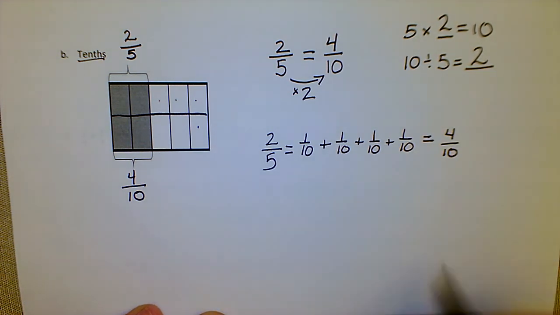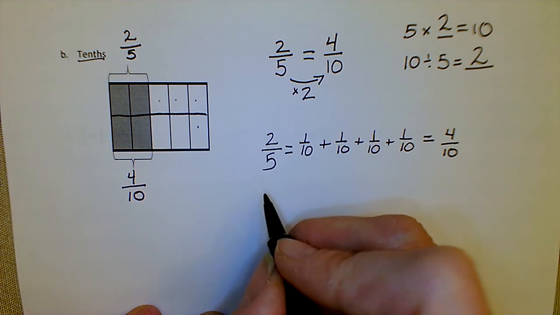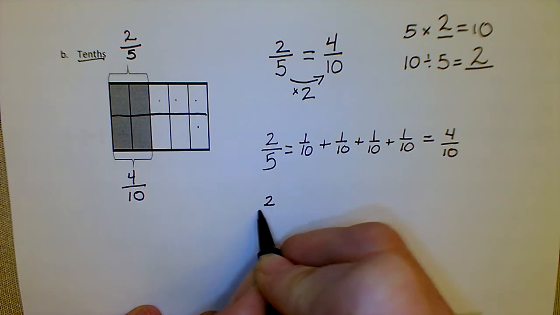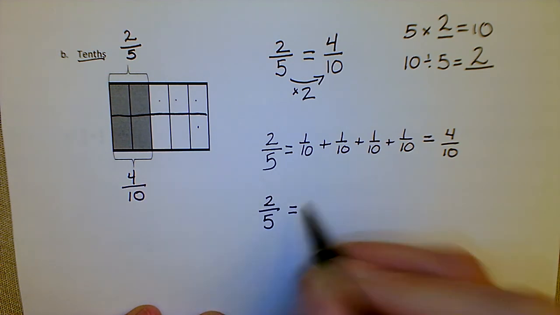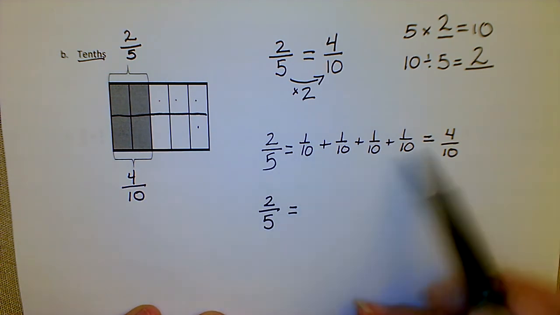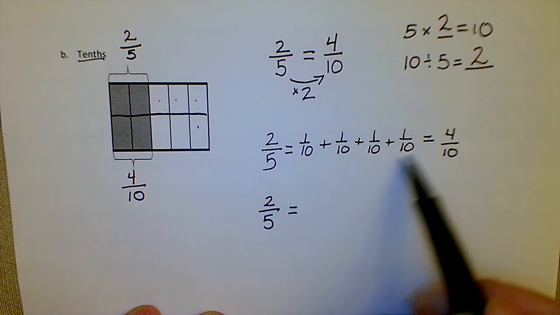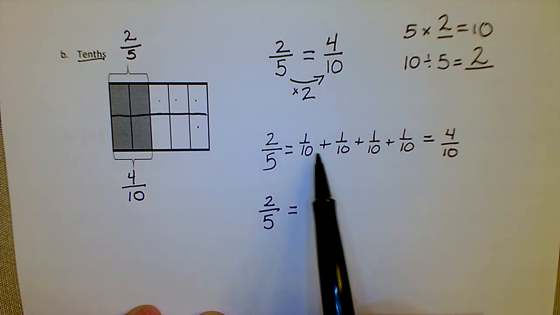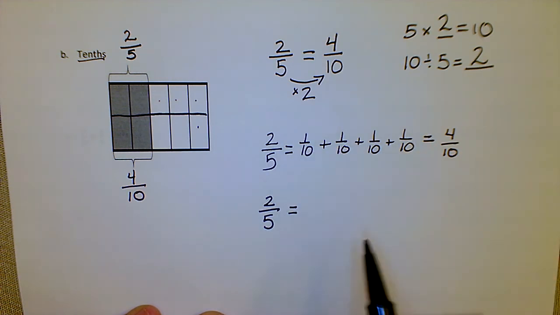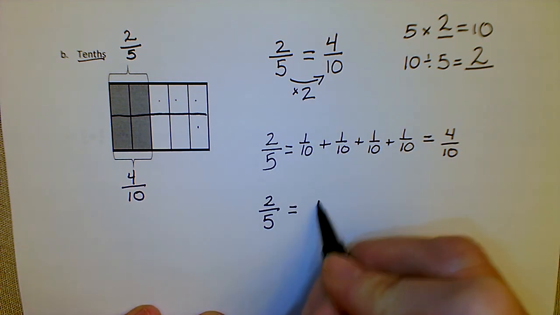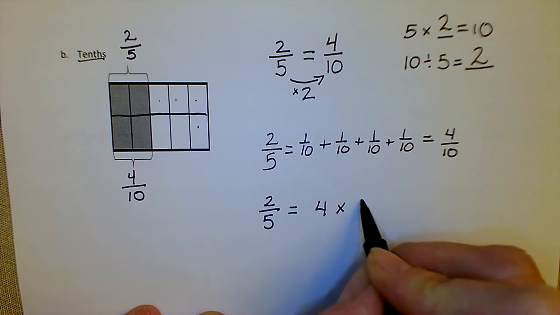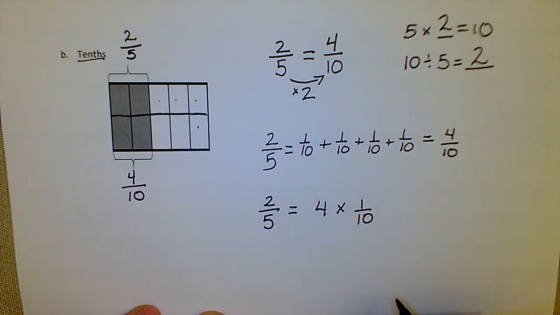But now I want to show that using multiplication. So what I'm going to show for this one is I'm going to say again my original equation 2/5 is equal to, and now I have to take a look at this. How many times did we add 1/10? I added it 1, 2, 3, 4 times. So I'm going to write 4 times 1/10.